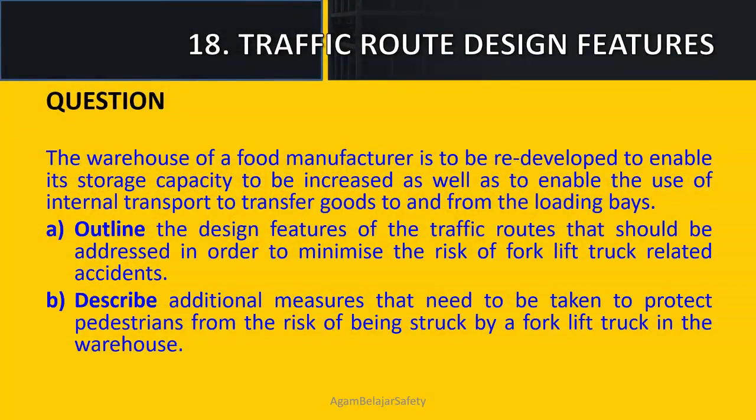Traffic route design features. The warehouse of a food manufacturer is to be redeveloped to enable its storage capacity to be increased as well as to enable the use of internal transport to transfer goods to and from the loading bays. A. Outline the design features of the traffic routes that should be addressed in order to minimize the risk of forklift truck-related accidents. B. Describe additional measures that need to be taken to protect pedestrians from the risk of being struck by a forklift truck in the warehouse.